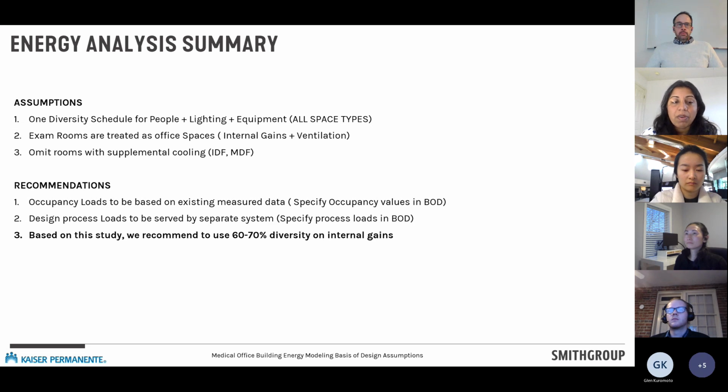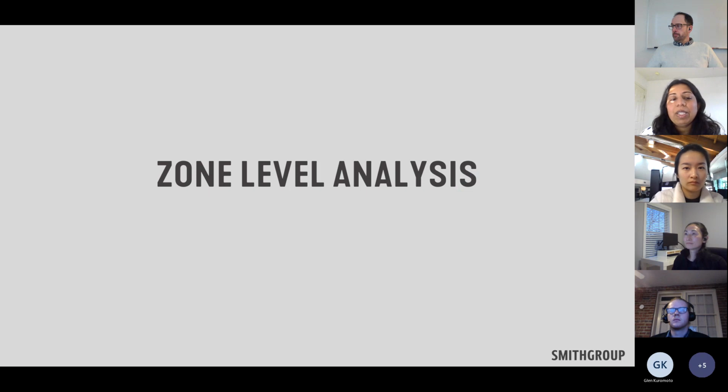As Jessica mentioned before, 50% is where we see our buildings are operating. However, due to unforeseen conditions and also a little bit of safety factor, we recommend to apply or consider 60 to 70% diversity on internal gains. Eli will talk about the zone level analysis.